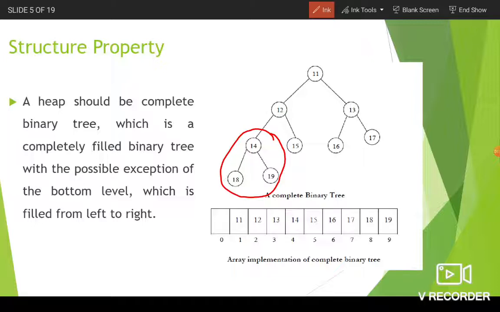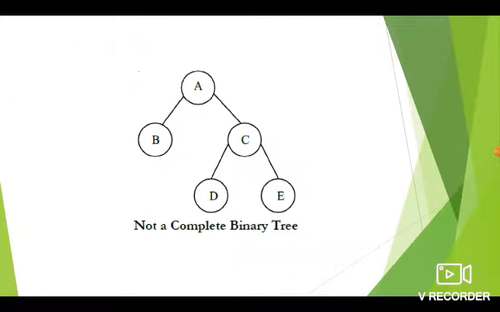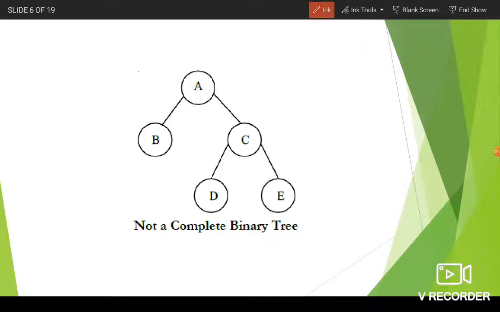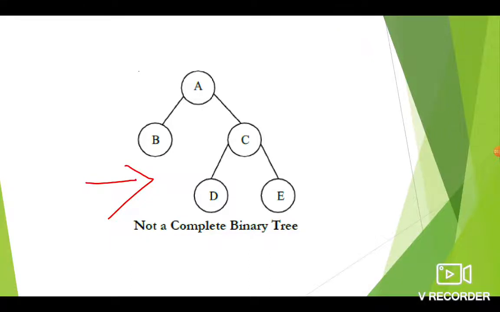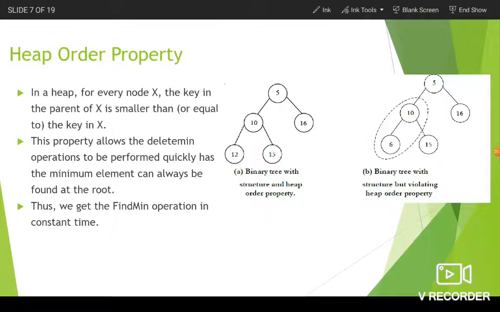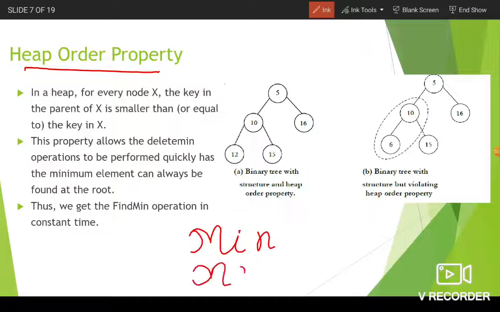So this is called the structure property, and this tree is not a complete binary tree because this tree is not completely filled from left. The node B is not having any children, so it violates the structure property. It is not a complete binary tree. Then we move on to the heap order property. The heap may be a min heap or it can be a maximum heap.